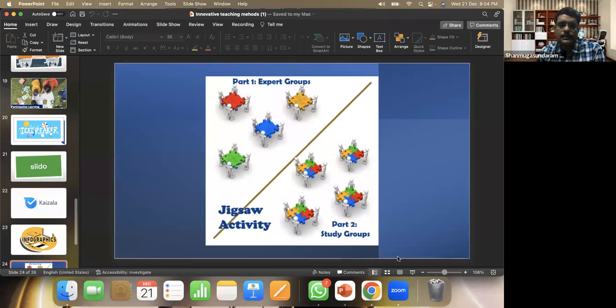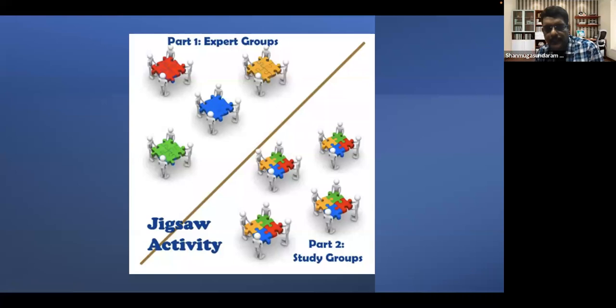Someone has also mentioned one method of teaching, that is the zigzag activity. You group the students into small groups, and you can divide the students into two categories. One who has better knowledge can be kept as an expert group. Other students who have comparatively less knowledge can be divided into a study group. The expert group and the study group will be given some challenges or role plays and other events inside the classroom.